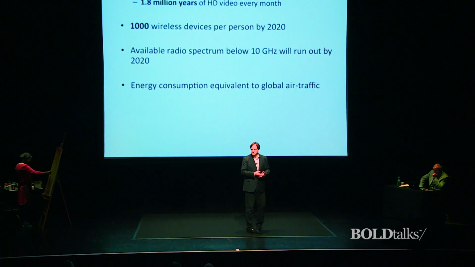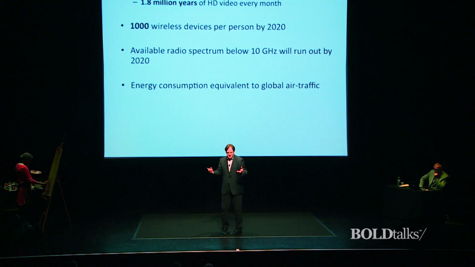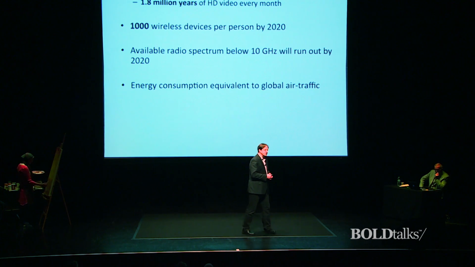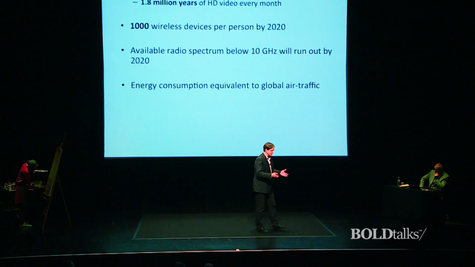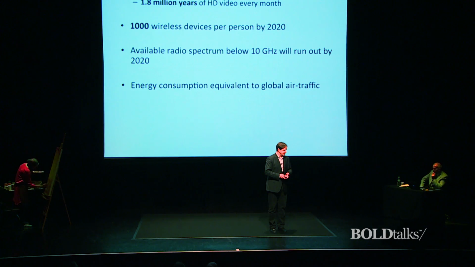Another very important aspect of current mobile communications is that in order to be able to transmit with your smartphone, you need a base station, you need a connection to the internet, and these base stations consume a lot of power. All these mobile networks consume a lot of power, and the entire energy consumption of mobile networks is equivalent to the global air traffic. So an immense problem with energy consumption.